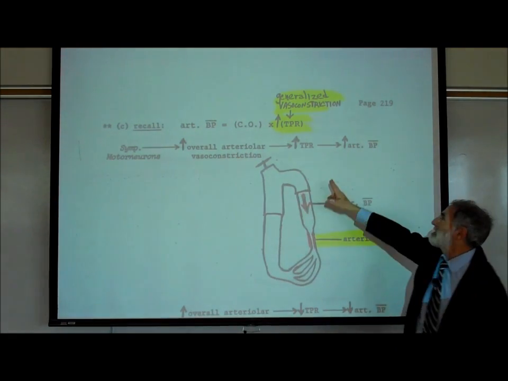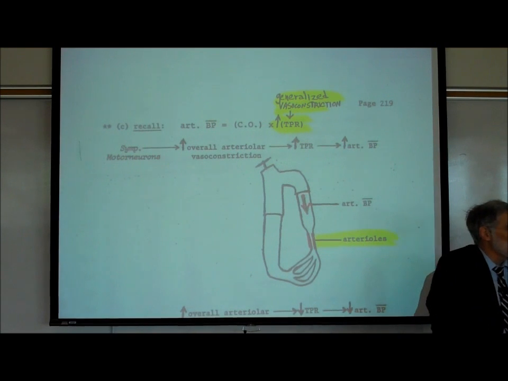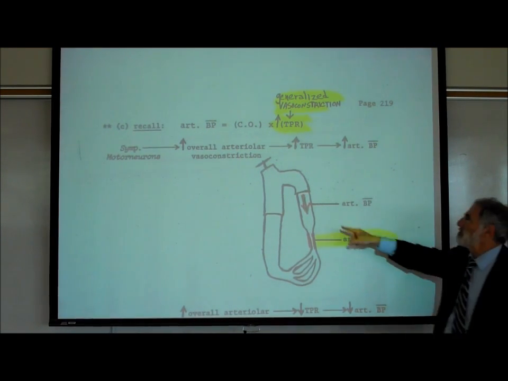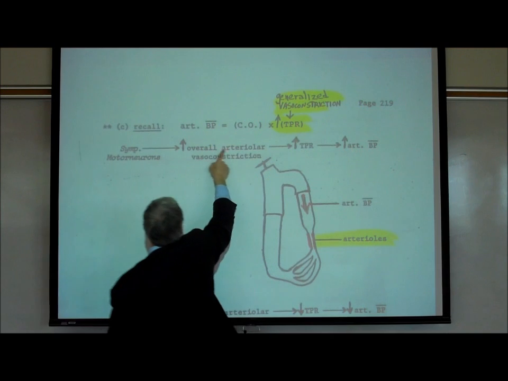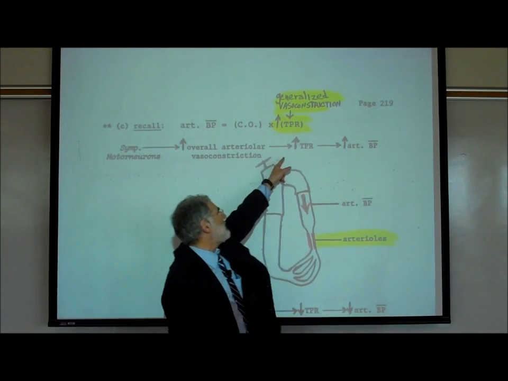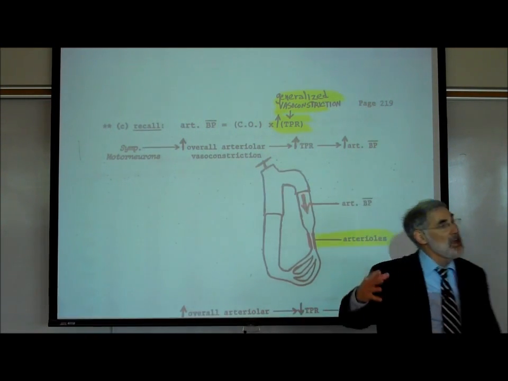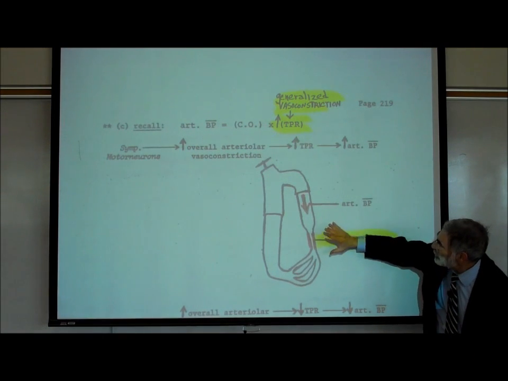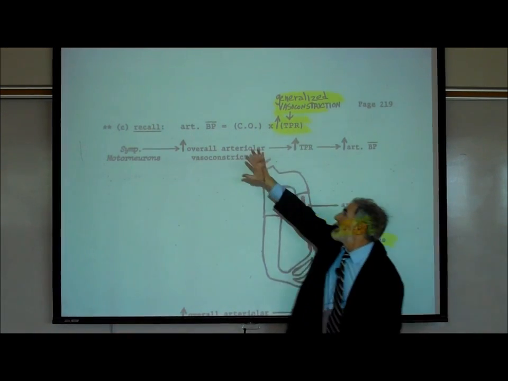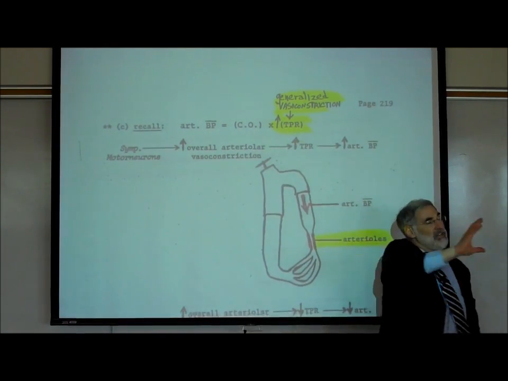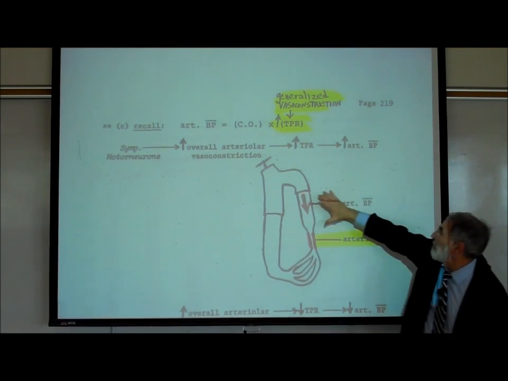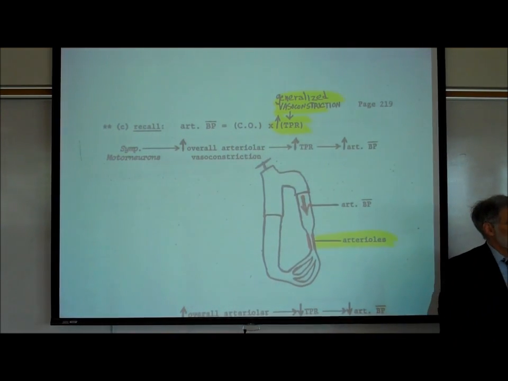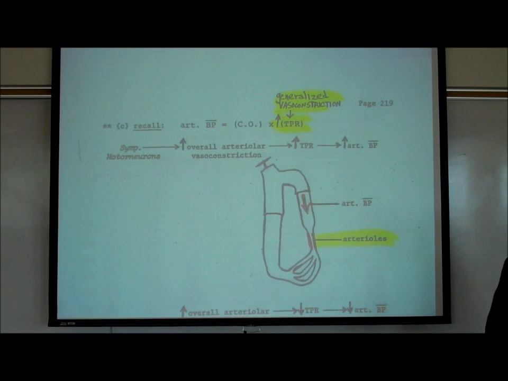But right now we're just focusing on peripheral resistance. So sympathetics cause a generalized overall increase in arteriolar vasoconstriction, increasing total peripheral resistance, which leads, both intuitively and analytically, to a rise in your average blood pressure in your big arteries right here. Again, just take a garden hose if you don't believe me.